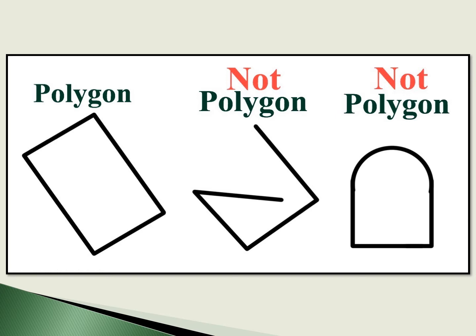Now look at the first figure. It is a polygon because it is an enclosed figure and is made up of straight lines. The second figure over here is not a polygon because even though it is made up of straight lines, it is not an enclosed figure. The third figure over here is an enclosed figure, but it is not a polygon because one side of the figure is made with a curved line.